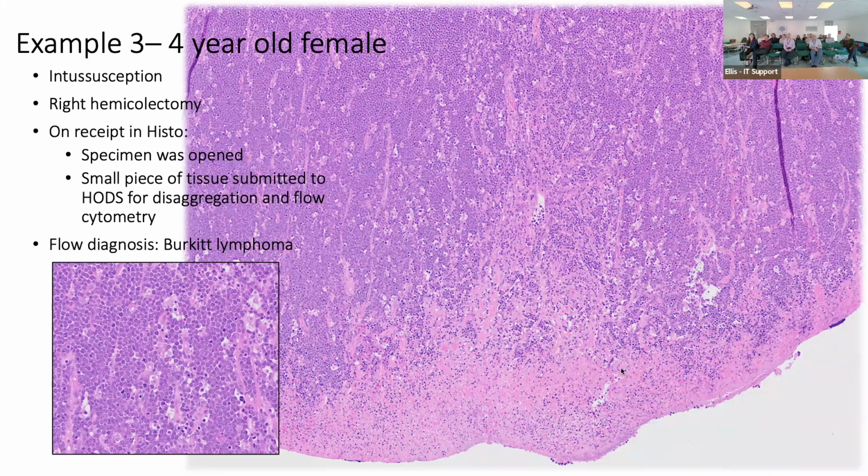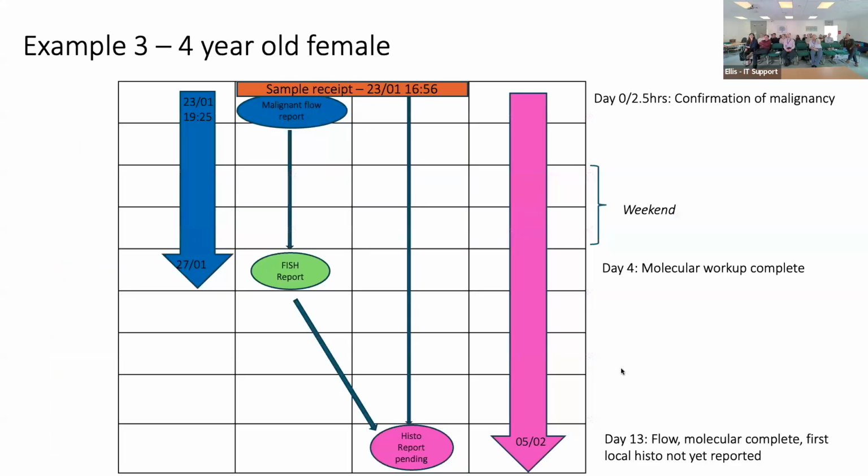flow cytometry as well. I'm a bit cheating here, because it looks like Burkitt lymphoma even on this pink and purple. So chances are that's going to be it. But you can see here that within 2.5 hours we confirmed malignancy and suggested the phenotype was Burkitt lymphoma. But they forwarded a FISH report.